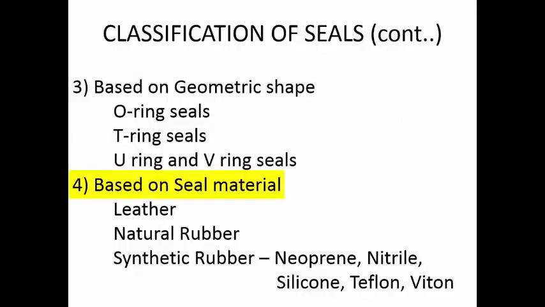That is about the classification based on the geometry of the seals. The next classification is based on the material. So what will be the material of the seals? The earliest seals were made of leather. It has some very good properties, but the main disadvantage of leather is its moisture absorption.